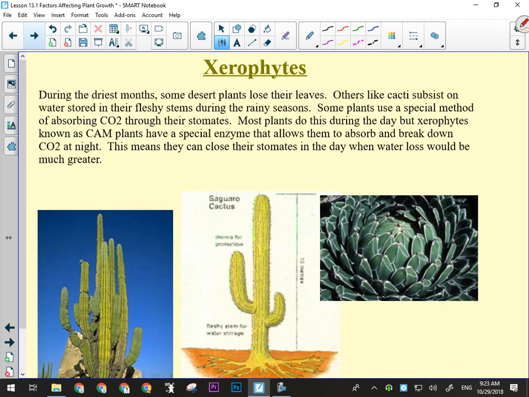During the driest months, desert plants, if they have leaves, will lose their leaves, and others like cacti will subsist on water stored in their fleshy stems. Some plants use the CAM method of photosynthesis, which we didn't have to know, but it's another leaf structure that helps them to conserve water.